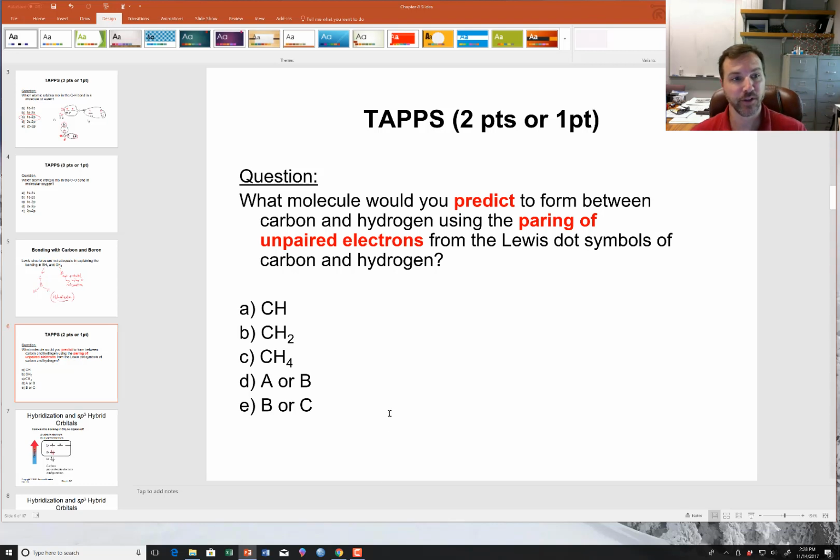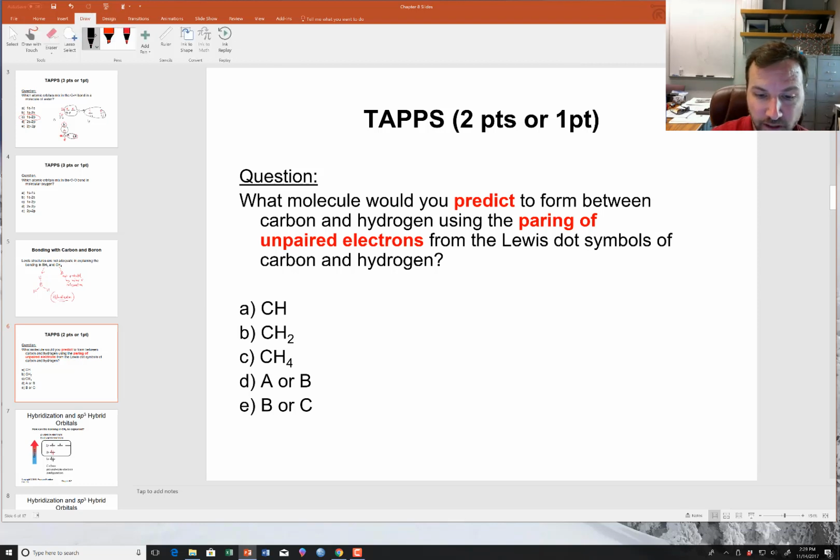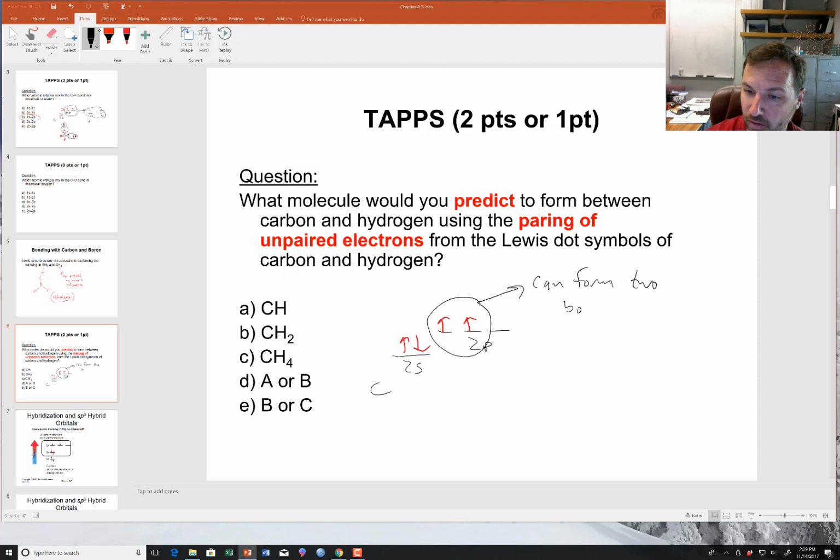we stated that if we use our valence theory, so carbon, of course, has 2s and 2p valence orbitals, and carbon has just the two unpaired electrons, we would predict that we could form two bonds with hydrogen, because each hydrogen has an unpaired electron. So in class, you should have predicted that CH2 is the molecule we'd predict using this valence orbital theory.